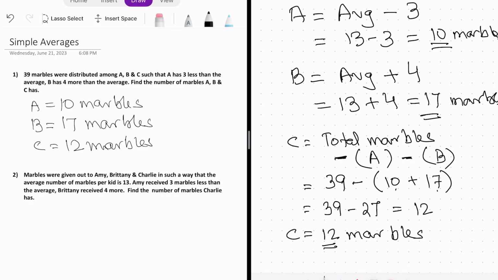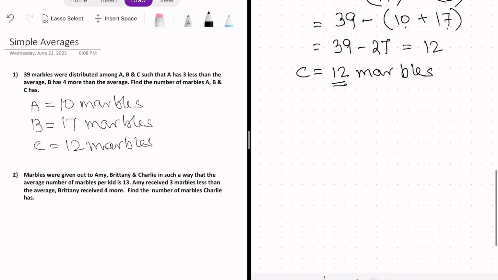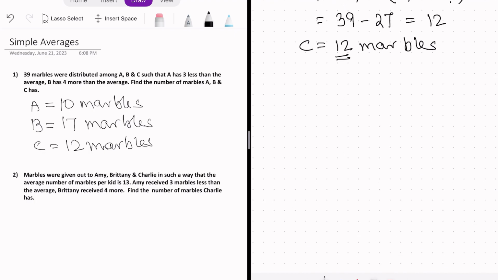Now that's done. The second problem is very similar to this, except that it uses average in a slightly different way. It says marbles were given out to Amy, Brittany, and Charlie in such a way that the average number of marbles per kid is 13. So here we have been told what the average is, whereas in the first one we had to calculate the average. Right? So we know that the average number of marbles per kid is 13 and the total number of kids is 3.